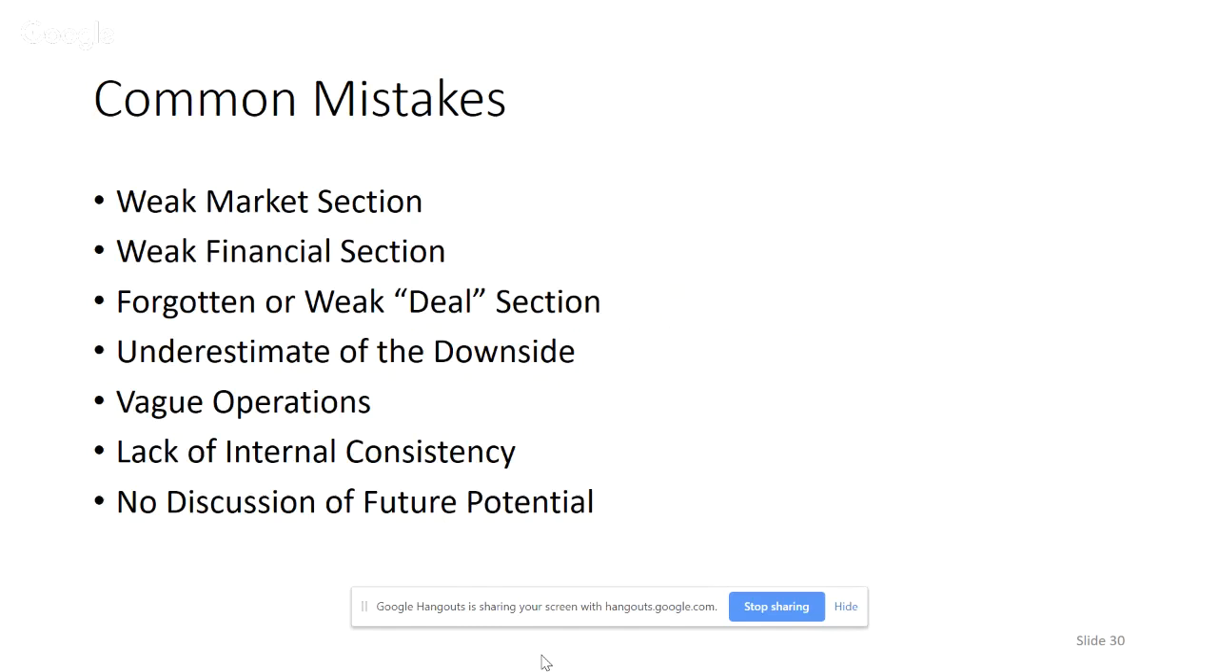And also why you want to have kind of vision in the business plan. You want to talk about future potential. So if you don't mention future potential, what you can do, a way you can take your business, it sometimes makes a poor business plan.